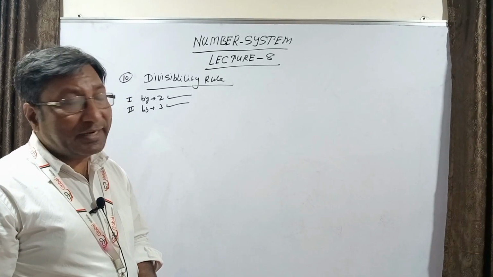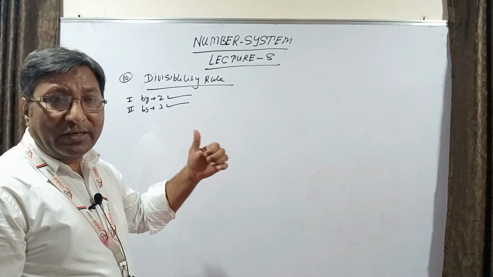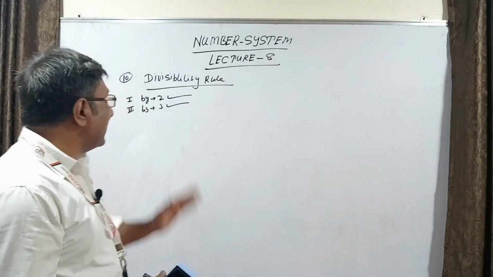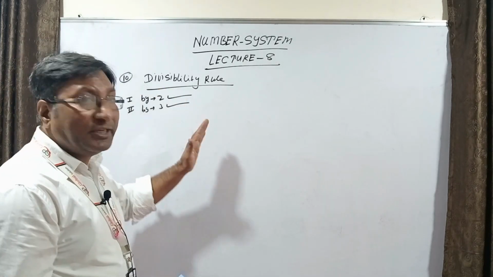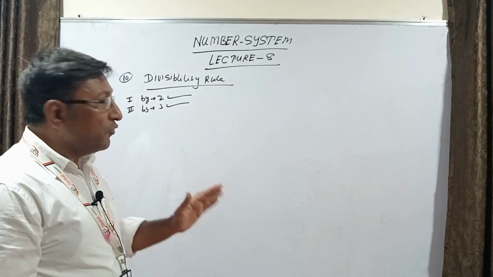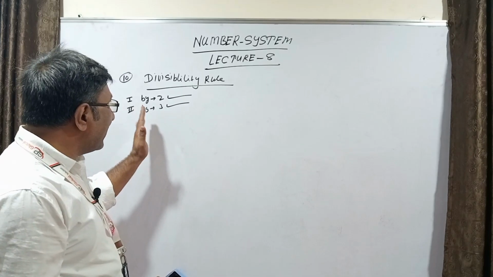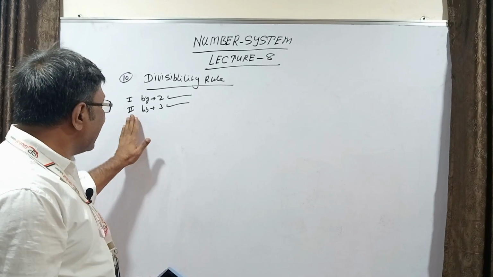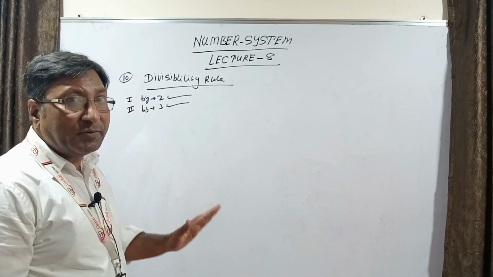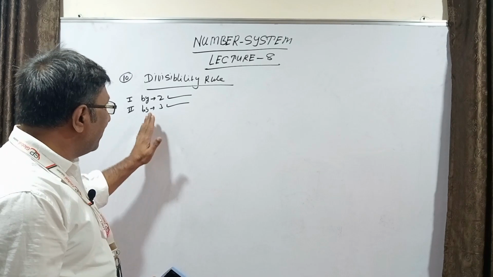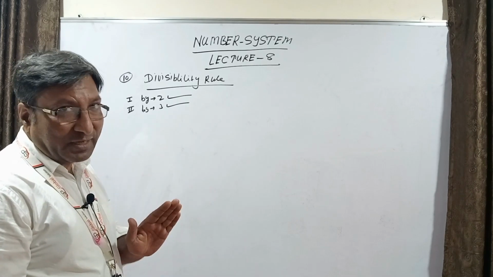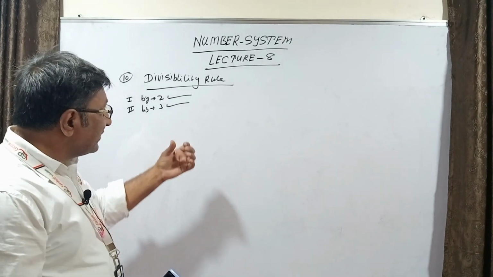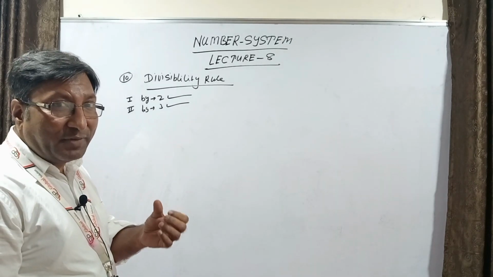Today we are starting lecture number 8 of the number system. In lecture number 7 we discussed the 10th point, that is the divisibility rules of numbers. First we discussed the divisibility rule by 2 and did many examples. Second, we did the divisibility rule for a number by 3, with some examples. Today we are explaining the rule for divisibility by the number 4.